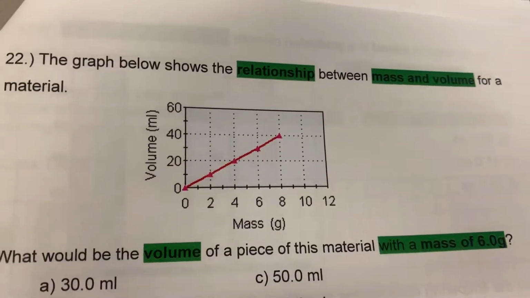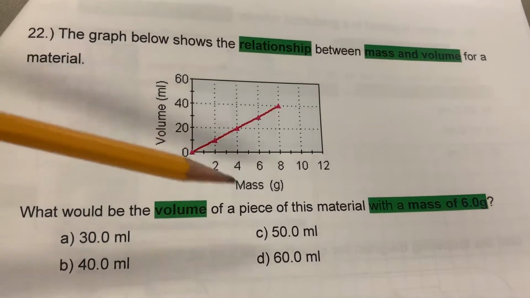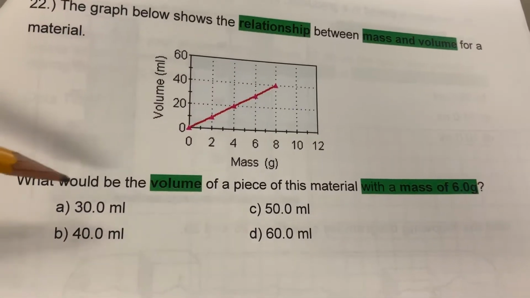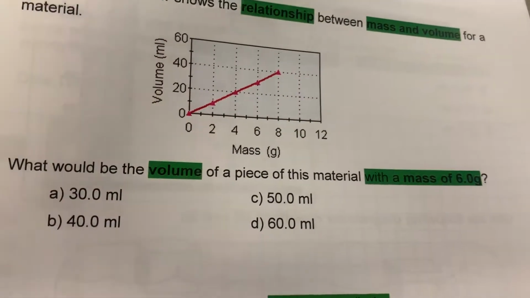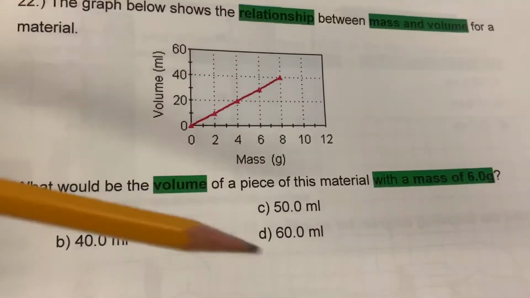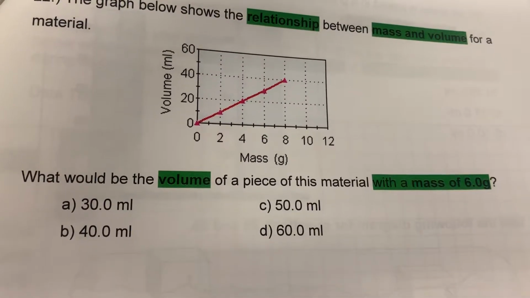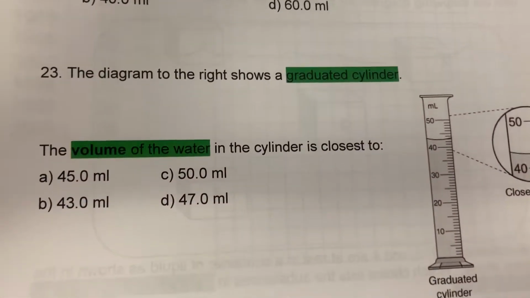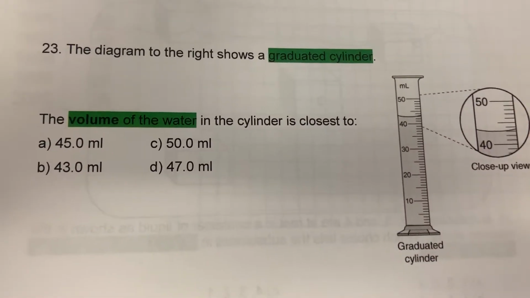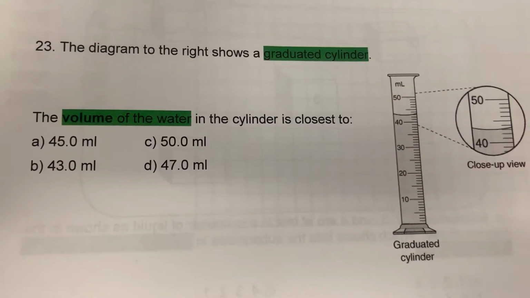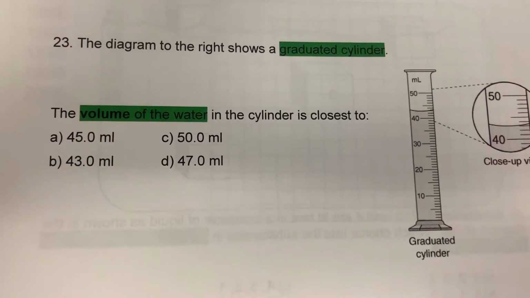22. The graph below shows the relationship between mass and volume for a material. So we have the mass and the volume. What would be the volume of a piece of material with a mass of 6 grams? 30 milliliters, 40 milliliters, 50 milliliters, or 60 milliliters? 23. The diagram to the right shows a graduated cylinder. The volume of the water in the cylinder is closest to 45 milliliters, 43 milliliters, 50 milliliters, or 47 milliliters.